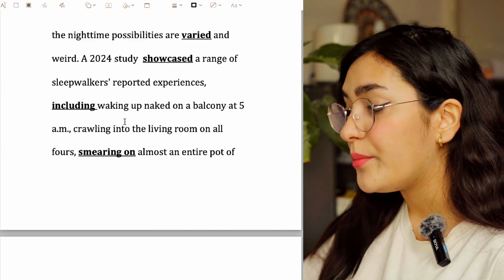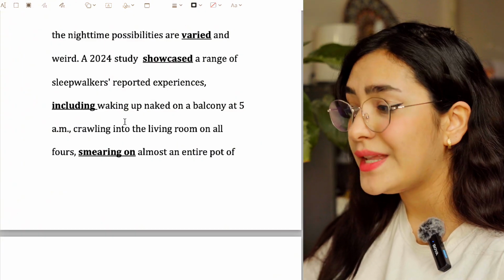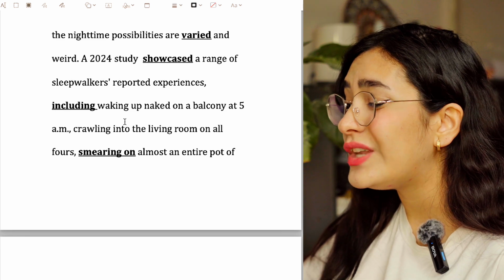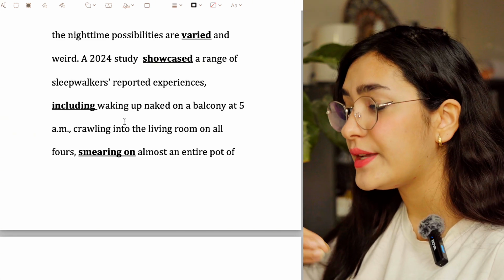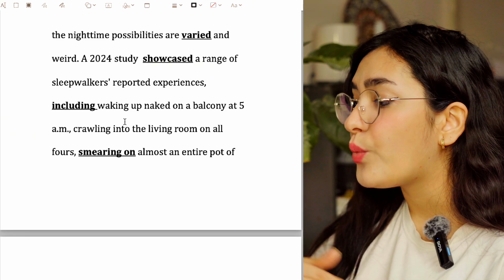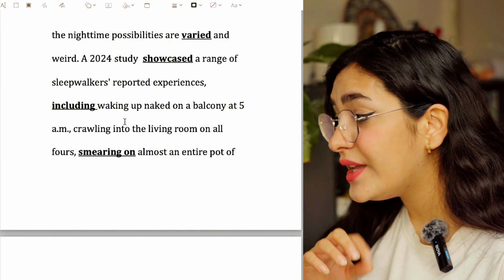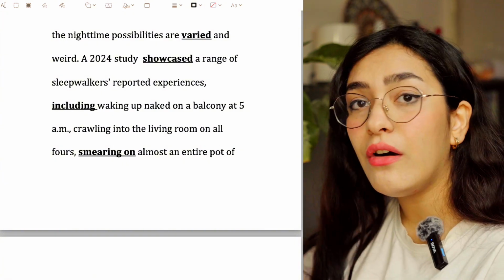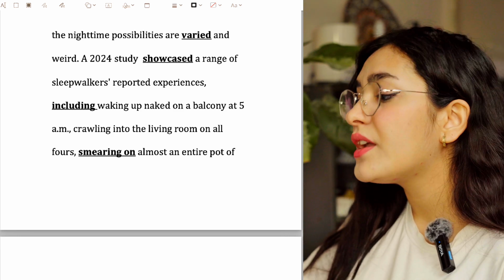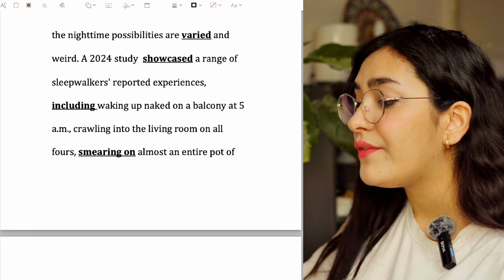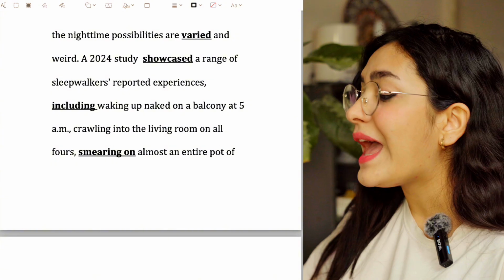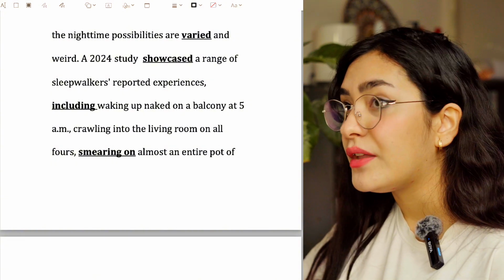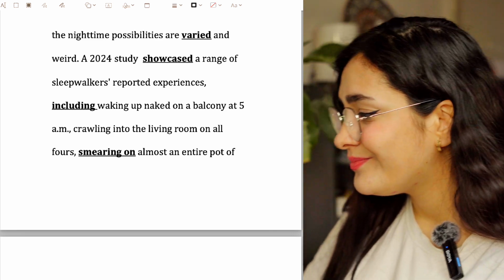The nighttime possibilities are varied and weird. A 2024 study showcased a range of sleepwalkers' reported experiences, including waking up naked on a balcony at 5 a.m., crawling into the living room on all fours, smearing on almost an entire pot of expensive face cream, and filling a bowl of water and placing it by the bed for a dreamed-up dog.